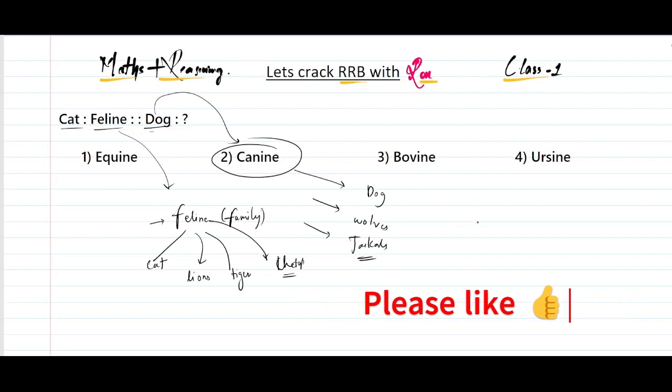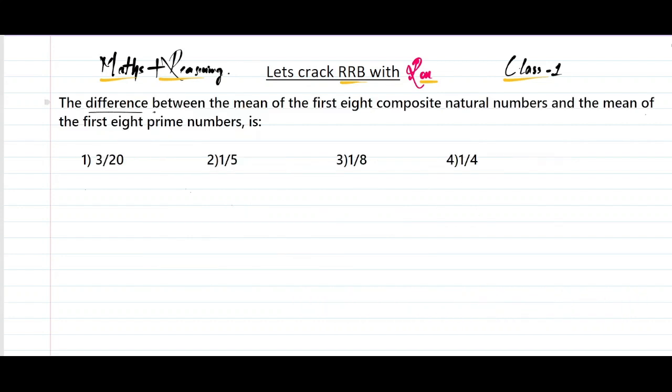Okay, next question. See this, the difference between the mean of the first 8 composite natural numbers and the mean of the first 8 prime numbers. See, I picked this question because you need to know which number is a prime number and which number is a composite number. Okay, let me give you a brief idea here.